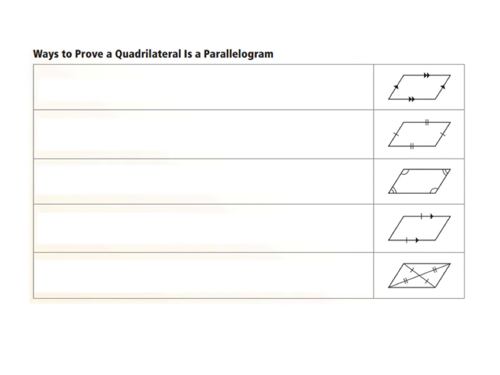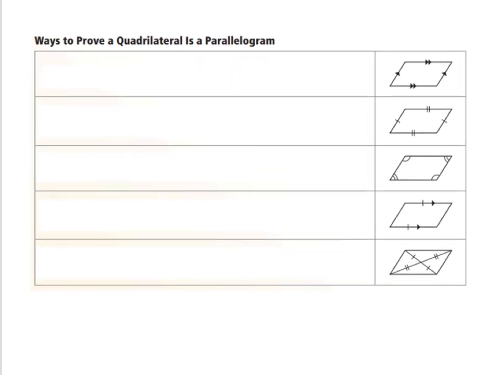All right, the last page. Ways to prove that your quadrilateral is a parallelogram. Now remember, all parallelograms are quadrilaterals, okay? Because all you have to be a quadrilateral is what? You just have to have 4 sides. So every quadrilateral has 4 sides, and every parallelogram has 4 sides.